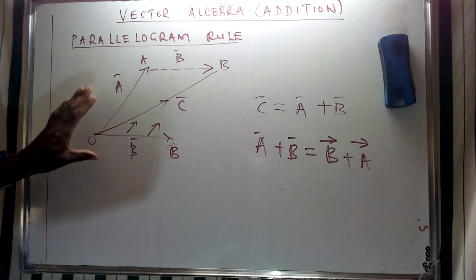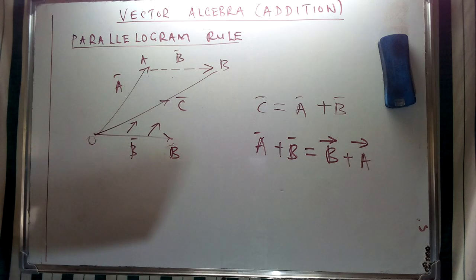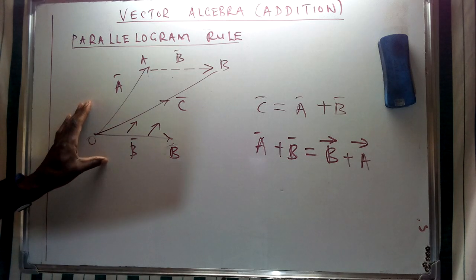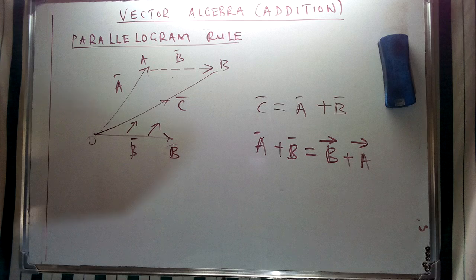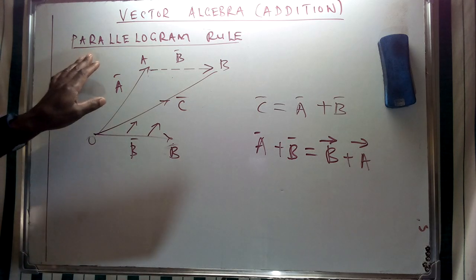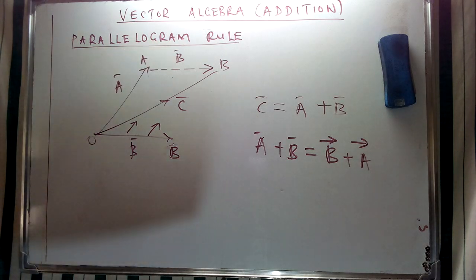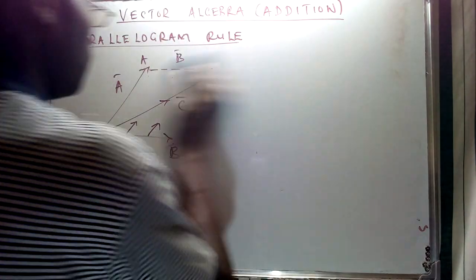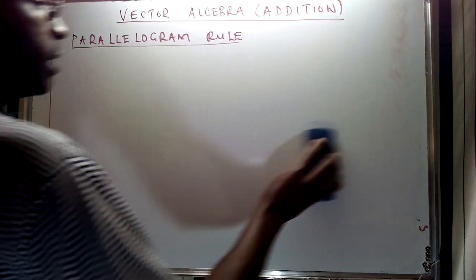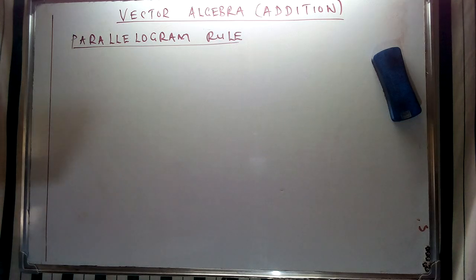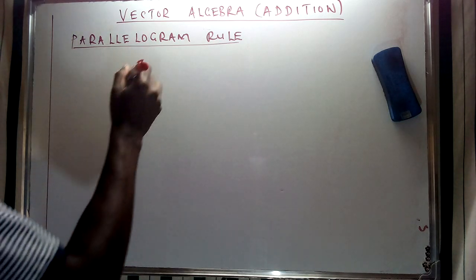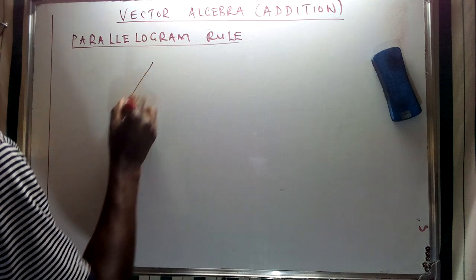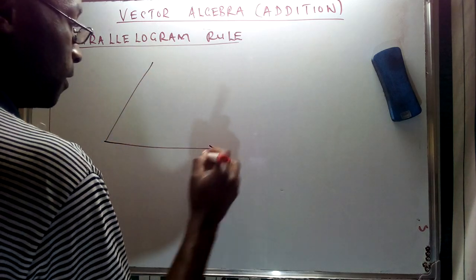And for this specific case, we are going to expand this idea of the head to tail rule for addition of vectors and try to describe what we refer to as the parallelogram rule for addition of vectors. Now in this case, I'm going to consider three vectors A, B, and C, and try to see how we can describe the resultant vectors in this specific case, or how we can explain the law of a parallelogram in order to describe these specific vectors.